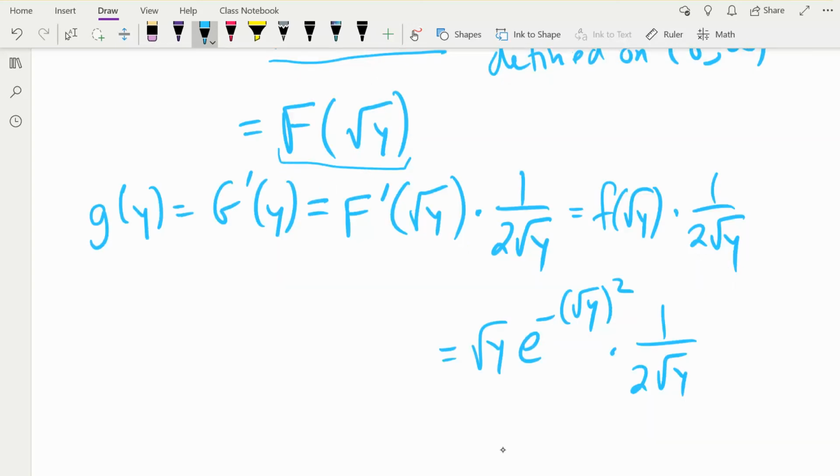So we just end up with 1/2 e to the minus y. We're done. You forgot the over 2, Dr. Joe. I forgot the what? Over 2 in the exponent. Oh, was there an over 2? Yeah. Oh, my bad. Okay. So you're just plugging the square root of y in for x.